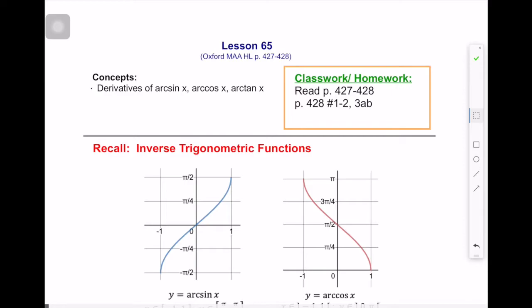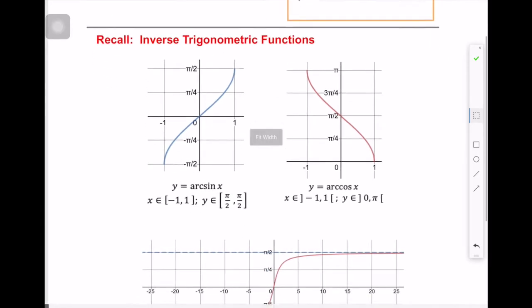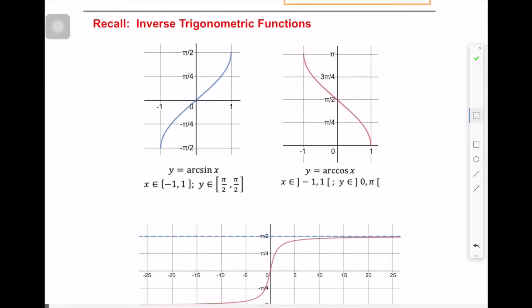In lesson 65, we will be learning the derivatives of arcsine, arccos, and arctan. In year 1 of your IBHL course, you learned about the graphs of the inverse trig functions. And because a periodic sinusoidal function is not a one-to-one function, you have to make sure you restrict the domain in order for the inverse of those functions to also be functions.